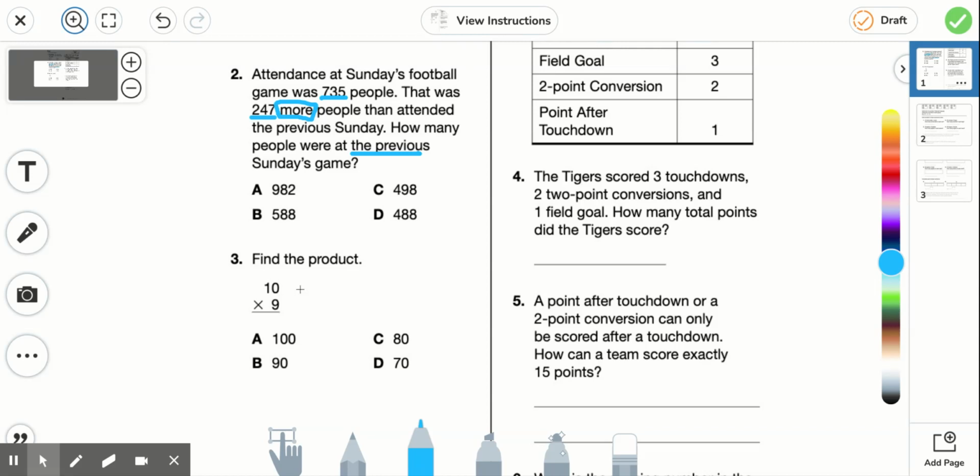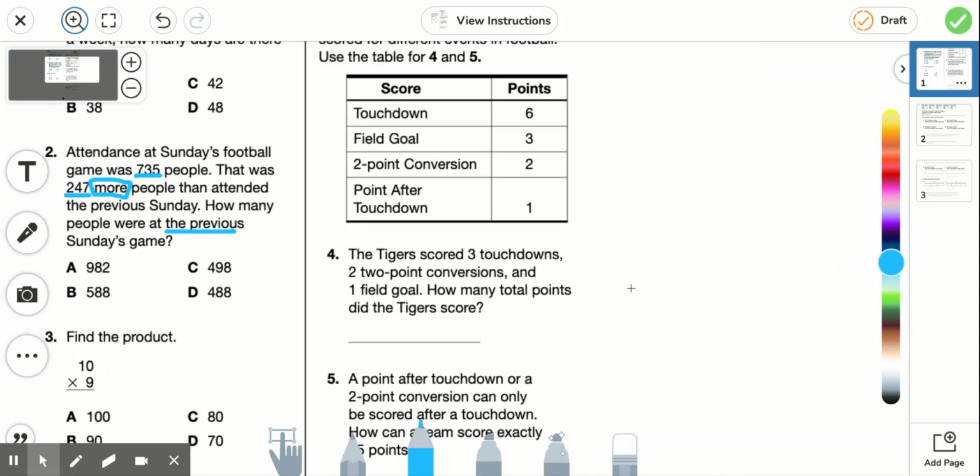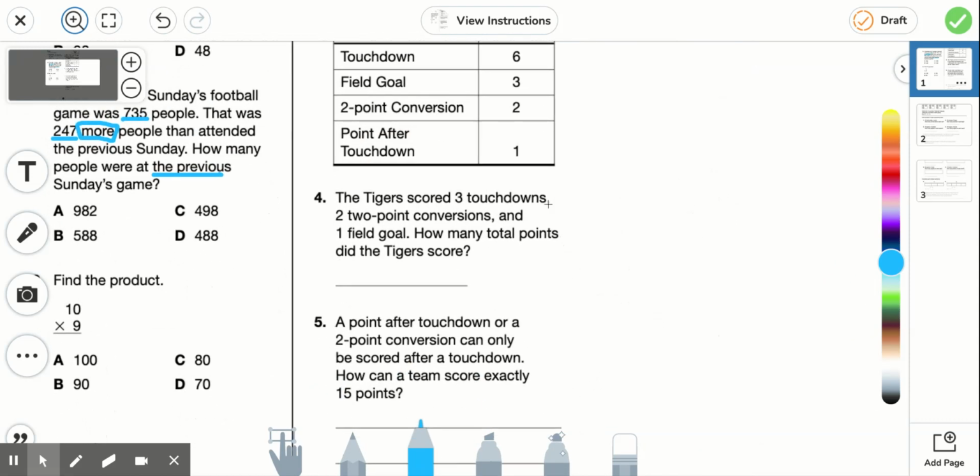Number 3, find the product of 10 times 9. That one's pretty easy. Skip count by tens. Number 4 and 5, we're going to use this table to help us.